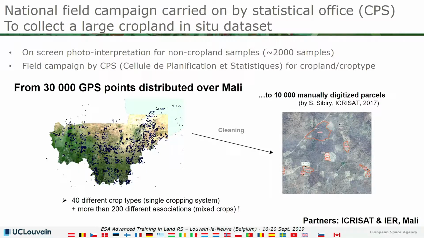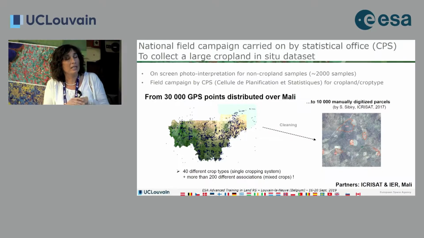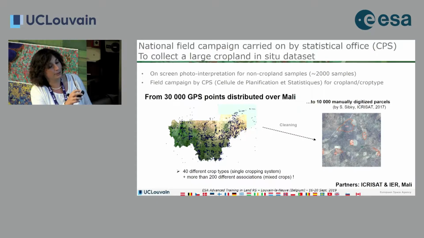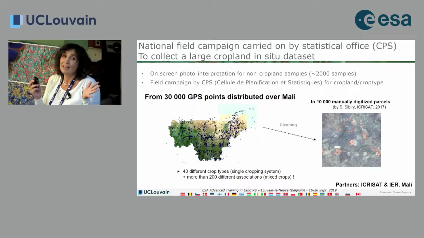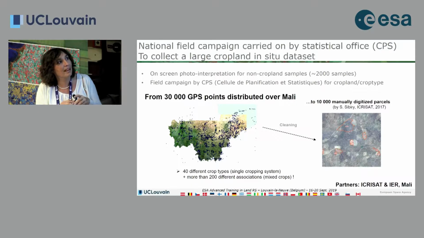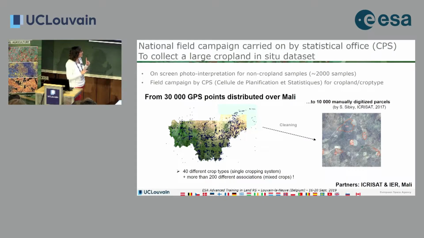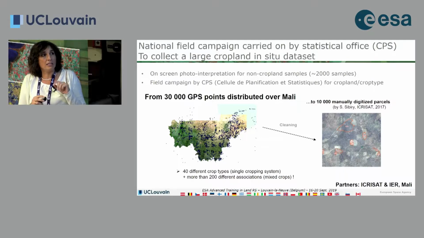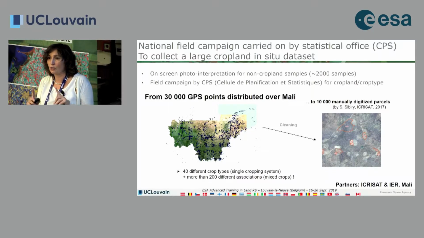This work was done by the team of our partner in Mali, and the data was also cleaned, because you can see that some GPS points are completely outside of the country. So these were removed, and you had to trust that the other ones were correct. The quality check was really important. And so at the end, we only ended up with 10,000 manually checked parcels. And we relied on these parcels only for the cropland, non-cropland information, not for the crop type.